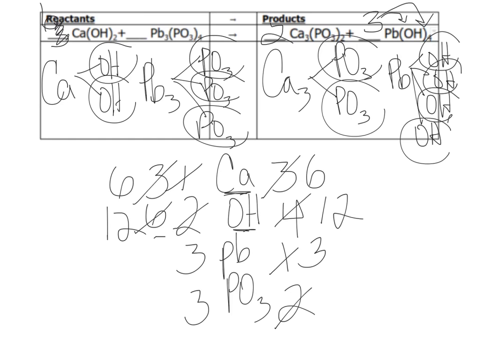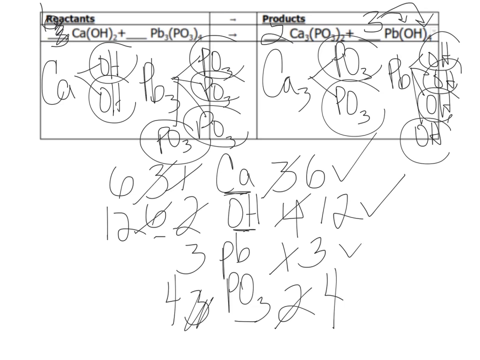And PO3 groups will have 4. Oh, and I just realized I missed a branch here. I knew that wasn't going to work out. So instead of 3 PO3 groups, we actually have 4. So Ca is done, OH is done, Pb is done, and PO3 is done. And my coefficients are 6, 1, 2, 3.